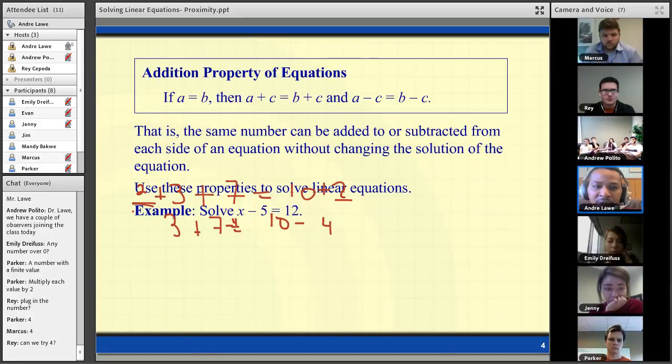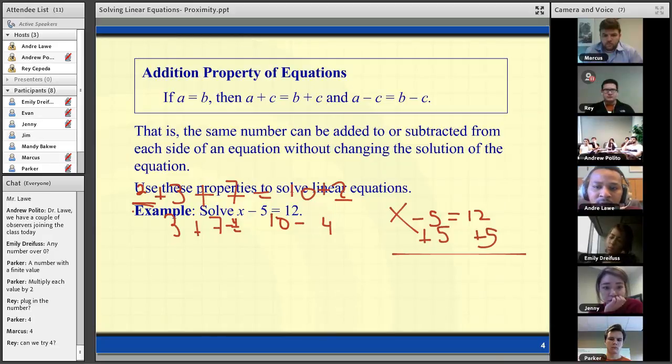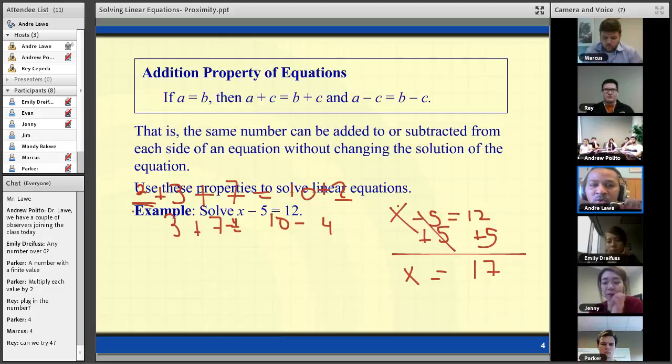This is an example where we're going to use the addition property. So x minus 5 equals 12. We would use the addition property here because if we add 5 to both sides, we'd end up with 17. Why do we use the addition property here? Because in the original equation, we have an x subtract 5.